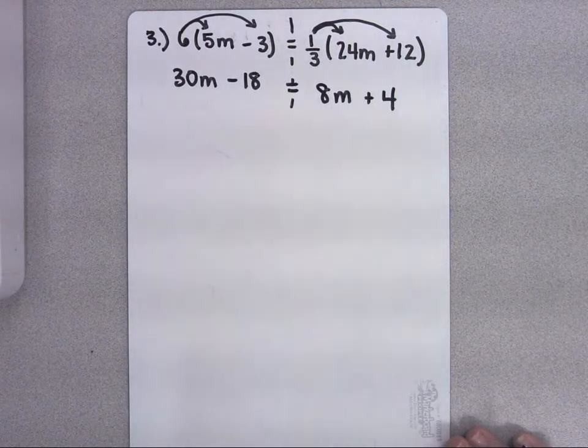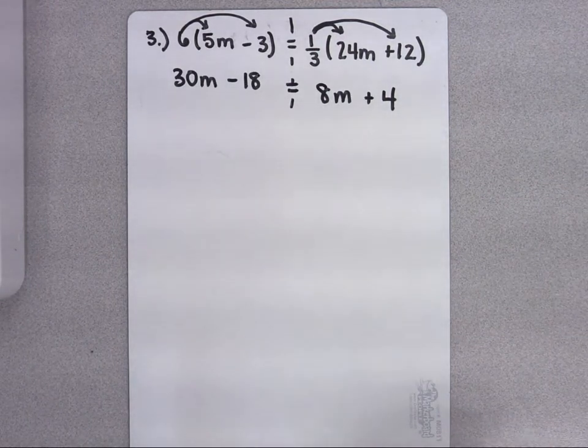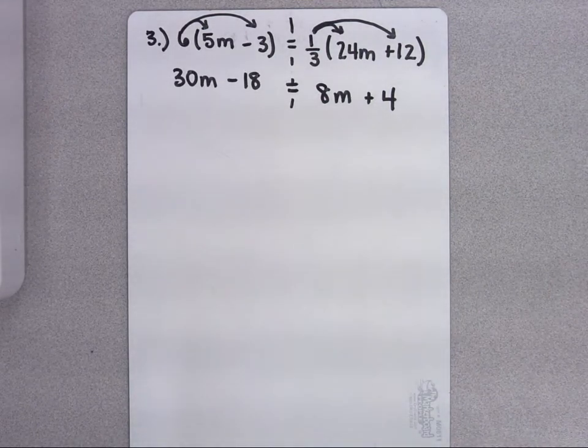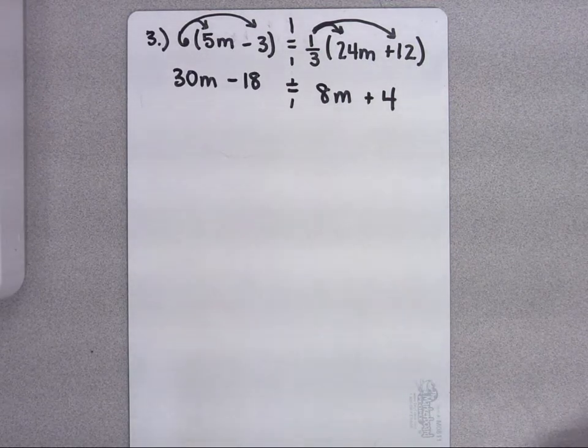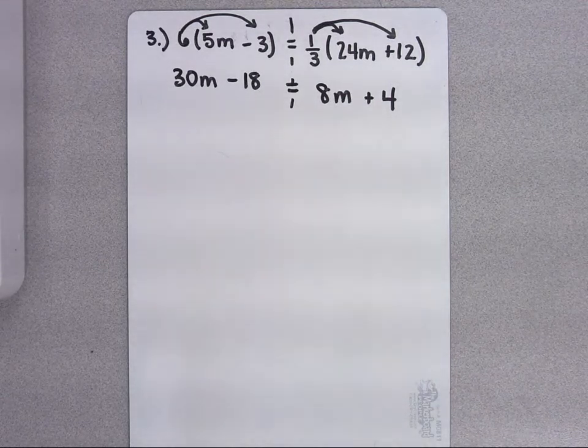When you distribute, mine's are really crooked. Did you get the same answer as me? It's okay if you don't work as fast as I do too. I'm trying to take my time, but I can't help it. When you distributed, did you get the same answers as I did?